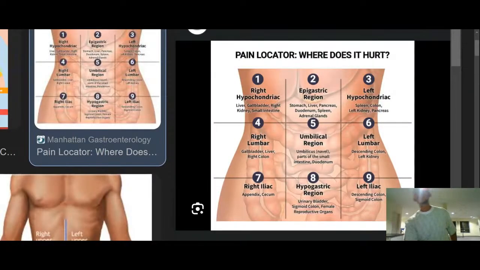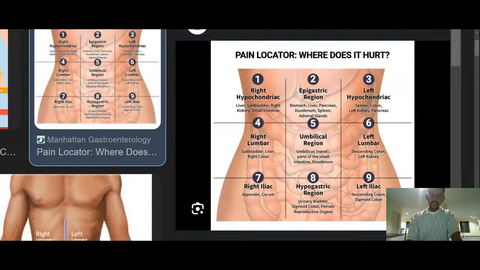Okay, so looking at the abdomen, we're done now with the right iliac fossa, which is the most common one. We're now going to look at the right upper quadrant. Okay, so if we look at the right upper quadrant, so now the patient says, okay, doctor, I have right upper quadrant pain.